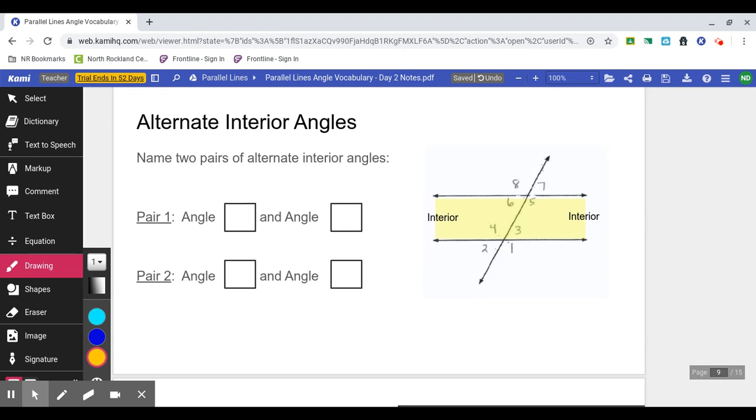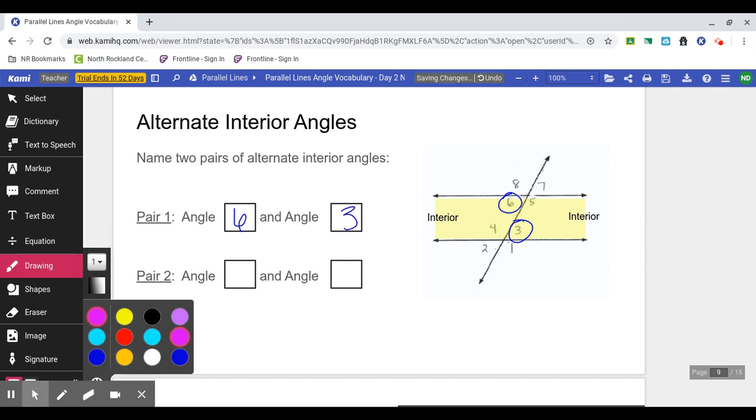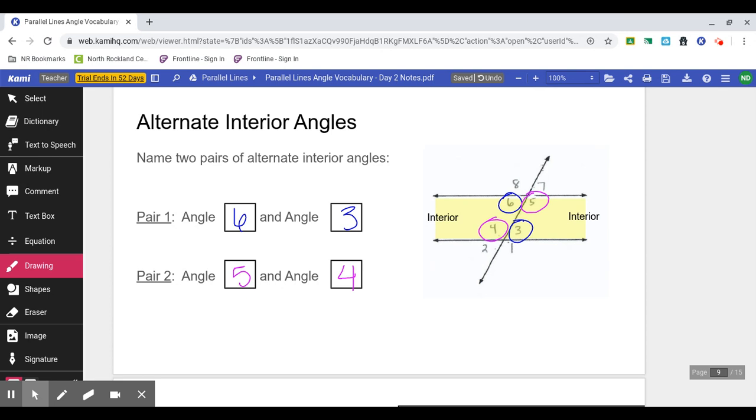Okay, you're going to do some practice identifying alternate interior angles. Again, to locate alternate interior angles, we are looking inside or in between those two parallel lines and looking on opposite sides of the transversal. So angle 6 and angle 3 are alternate interior angles, and angle 5 and angle 4 are alternate interior angles. The important piece of information here and why that's so helpful is the fact that angle 6 is equal to angle 3 and angle 5 is equal to angle 4.